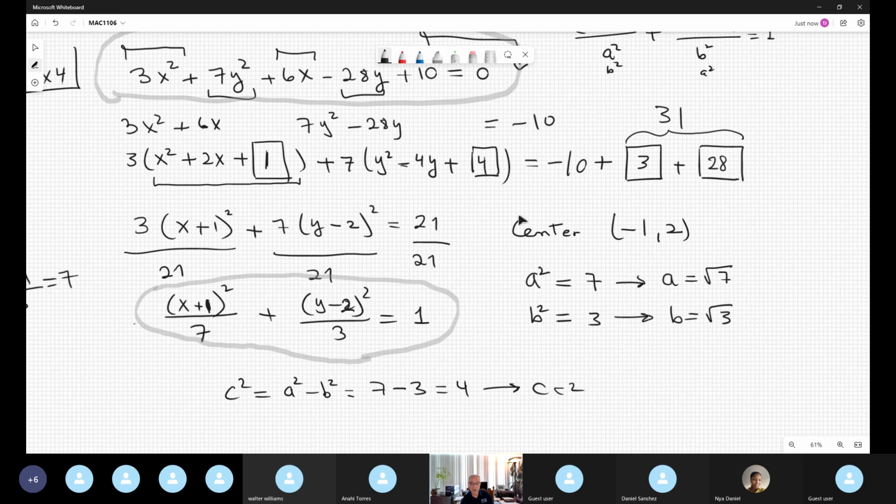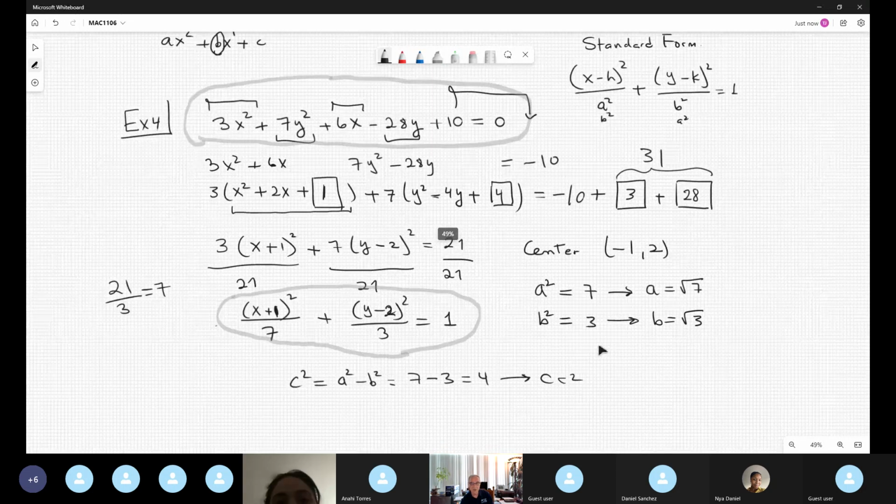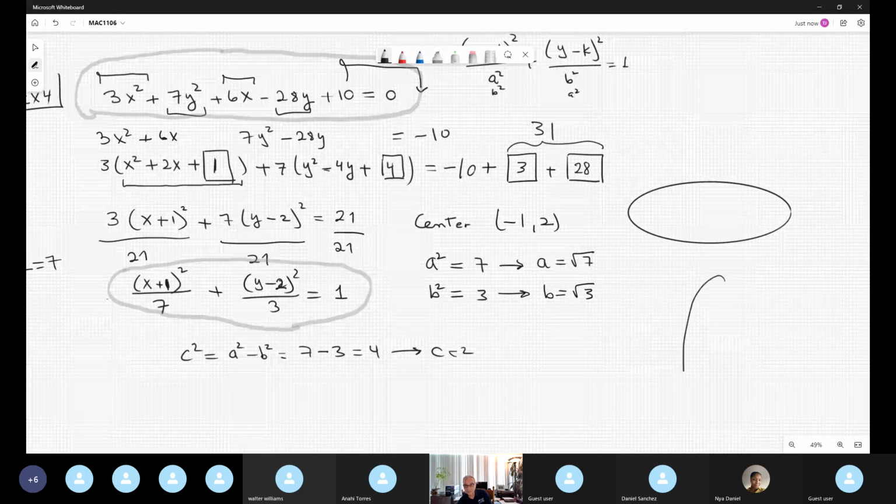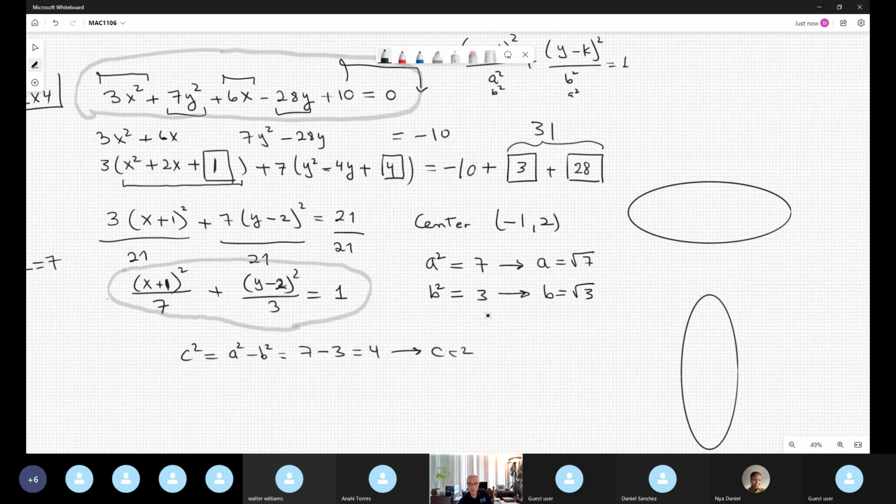Okay, so now, I have extra question now. This is ellipse, but what kind of ellipse? Is like that? Or like that? Horizontal or vertical? Help me to understand this.